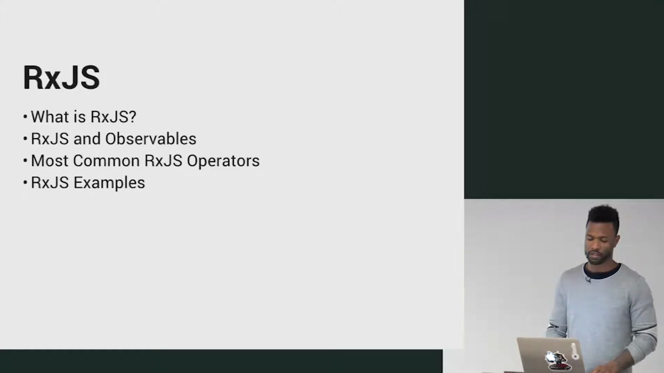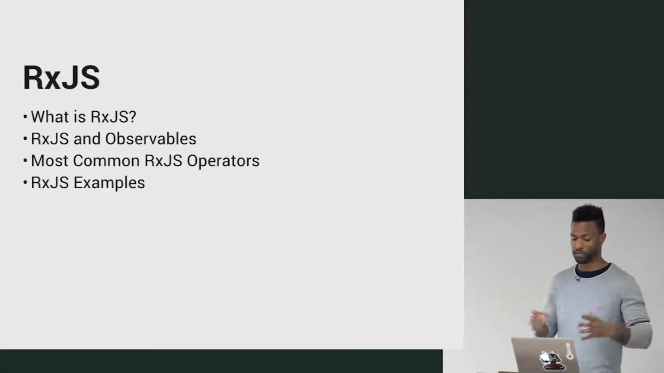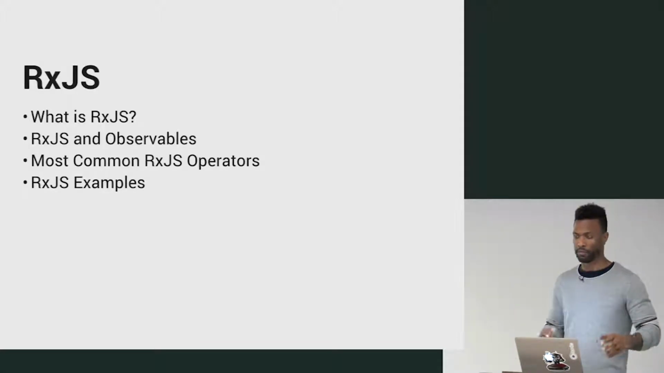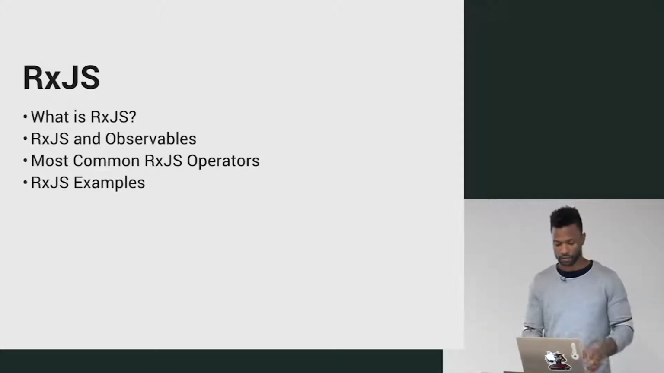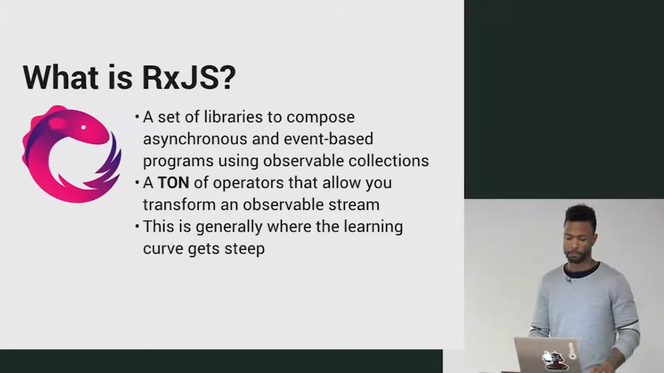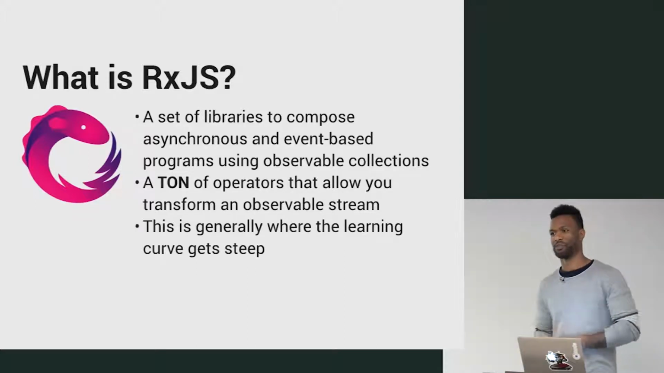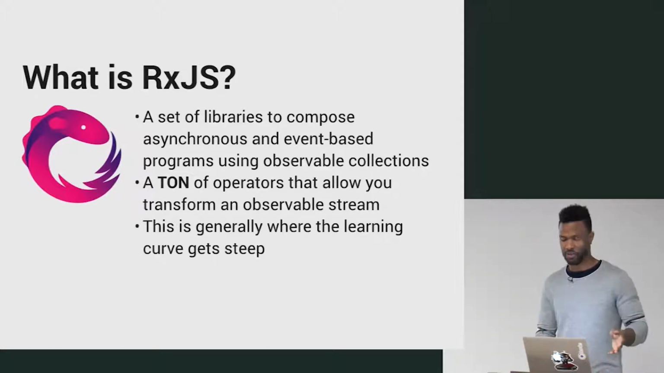So RxJS is Reactive Extensions, which is this huge paradigm about observables that a team of people at Microsoft created for JavaScript. So we'll go over some of the common ones. Like I said, it's a set of libraries to compose asynchronous and event-based programs using observable collections. There are tons of operators for RxJS. I mean, it's ridiculous. I don't think you'll ever learn them all.